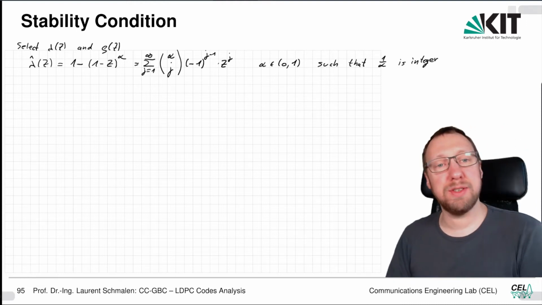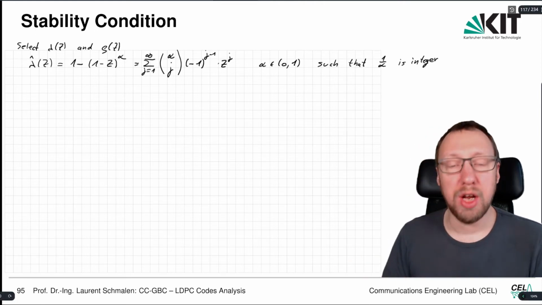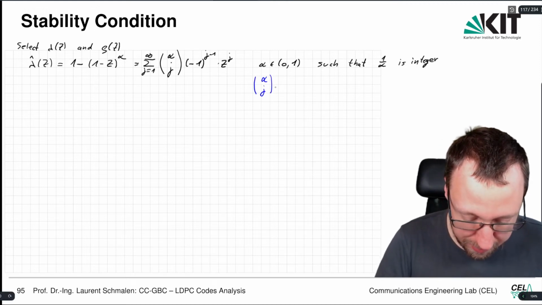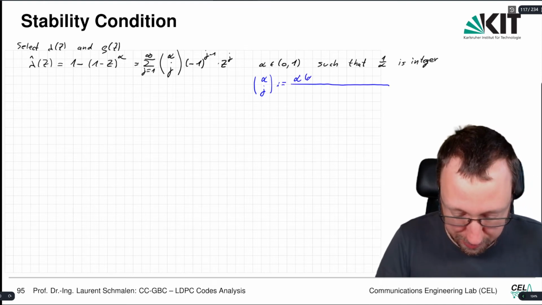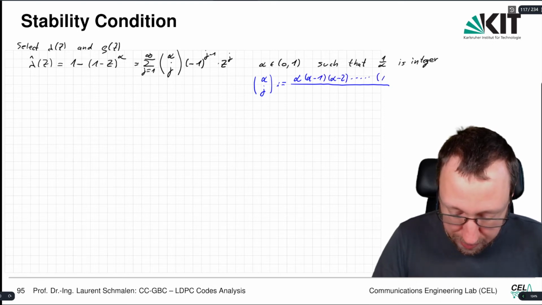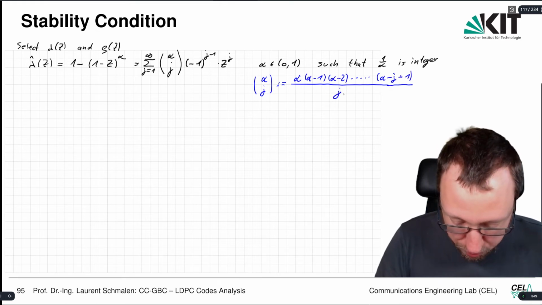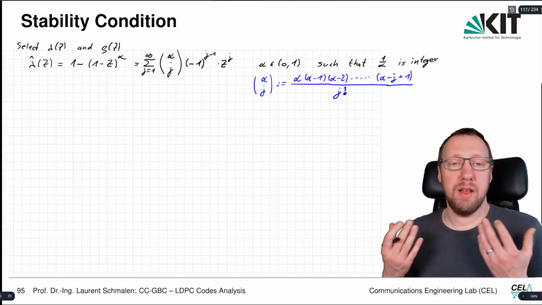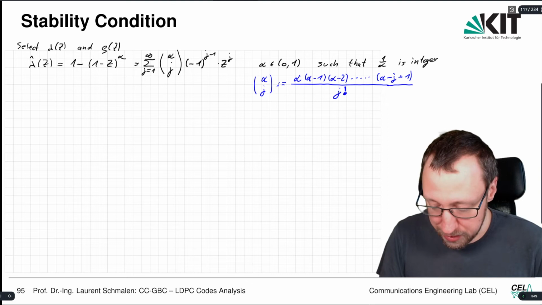So what is alpha choose j if alpha is not an integer, but alpha is between 0 and 1? That's a so-called generalized binomial coefficient. So alpha choose j is defined to be the fraction of alpha times alpha minus 1, alpha minus 2, up to alpha minus j plus 1, divided by j factorial. So j is an integer, and we can divide by j factorial. That's a generalized binomial coefficient. So that gives us an operational meaning.